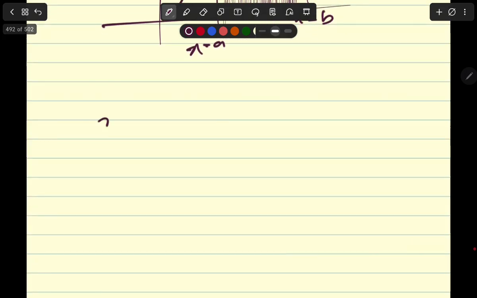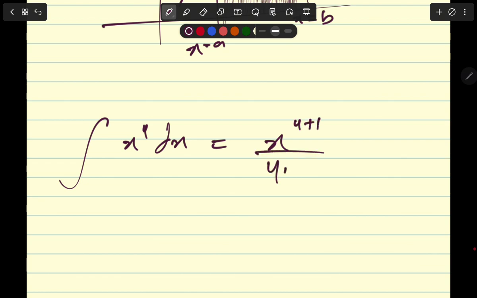Now, if you have to integrate x to the power of 4 with respect to x, the coefficient is just 1, so forget about it. So this is going to be x to the power of 4 plus 1 upon 4 plus 1 plus c.